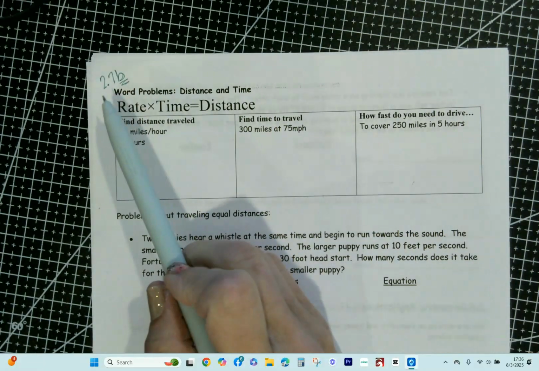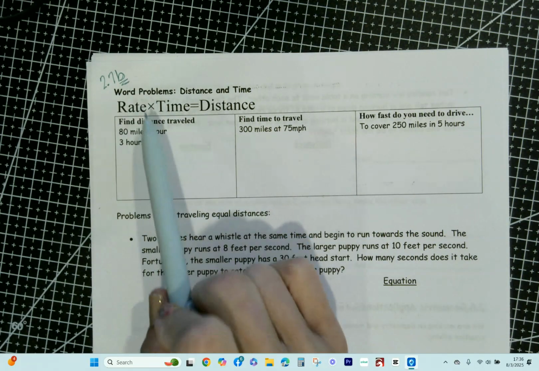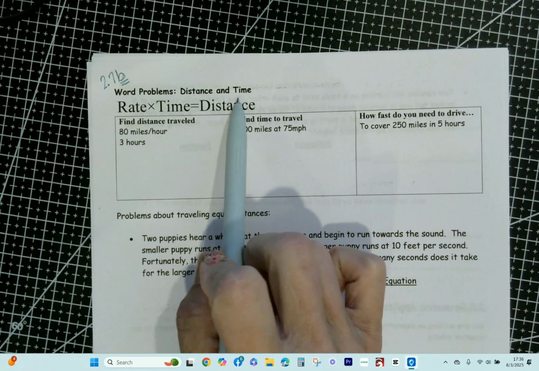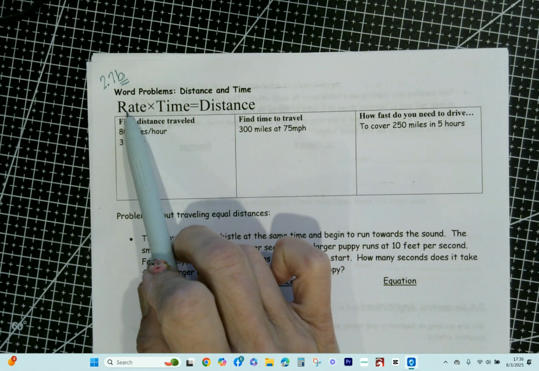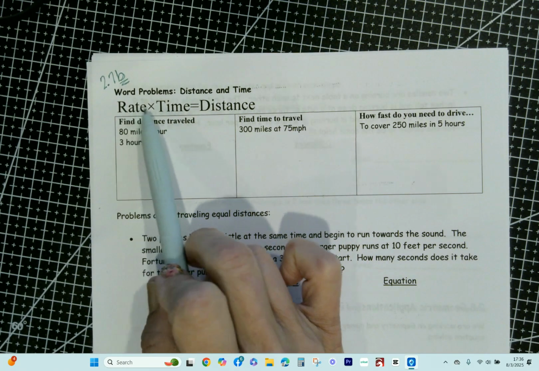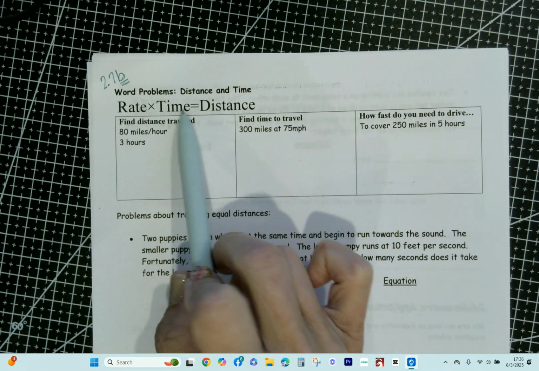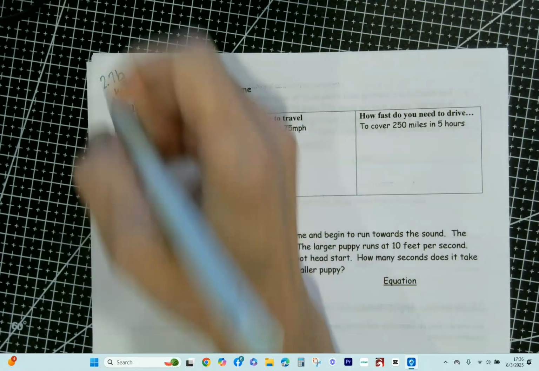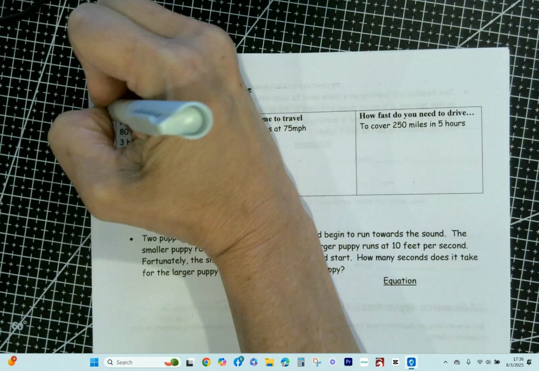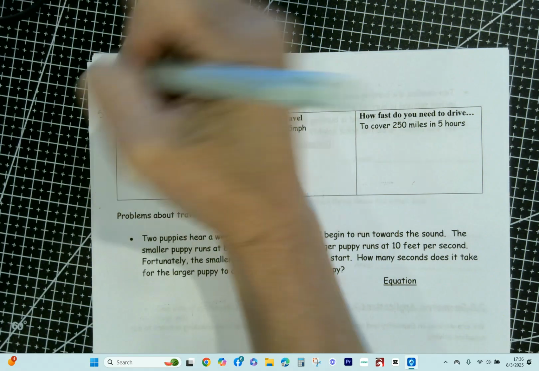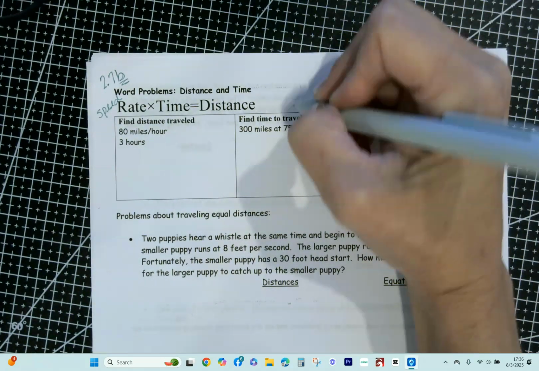Okay, we're going to do 2.7b. This time we're talking about distance and time. And so I want you to remember rate multiplied by time is distance. So basically rate is another word for speed. Okay, and then I want to show you something over here.